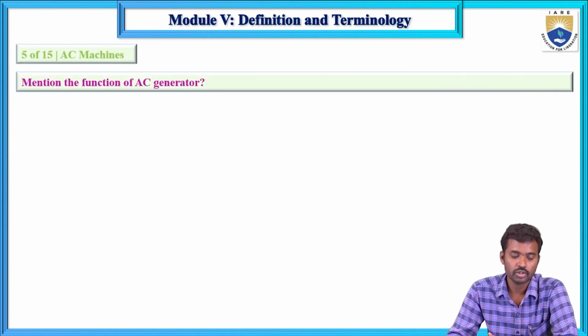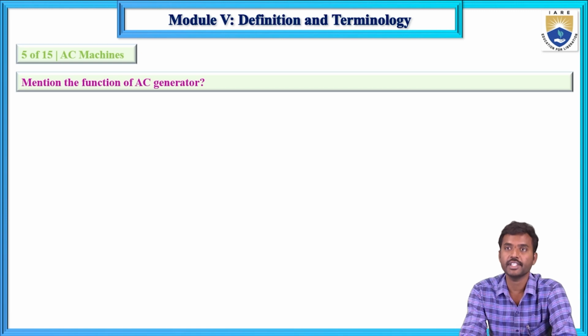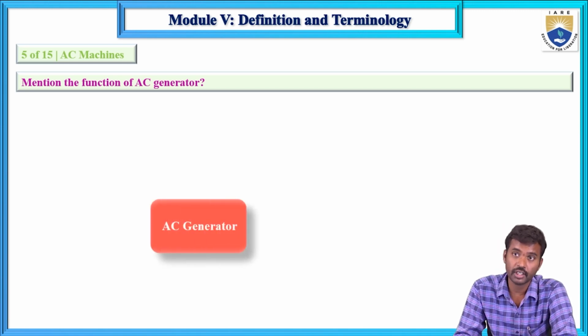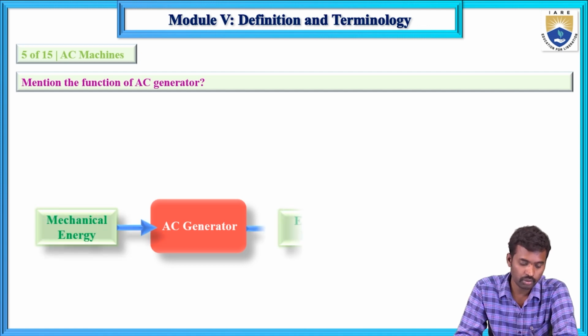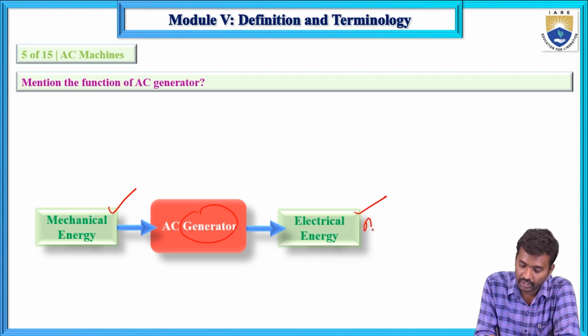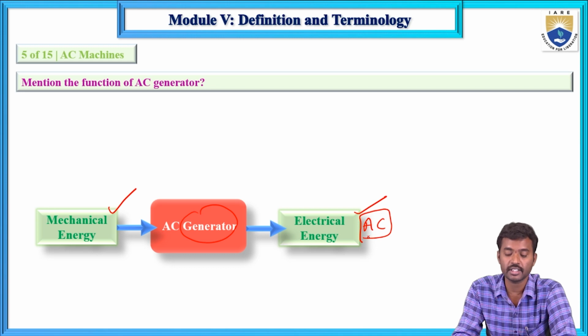Fifth question: mention the function of an AC generator. A generator converts mechanical energy to electrical energy. See this diagram. If this electrical energy is AC, then it is known as an AC generator.